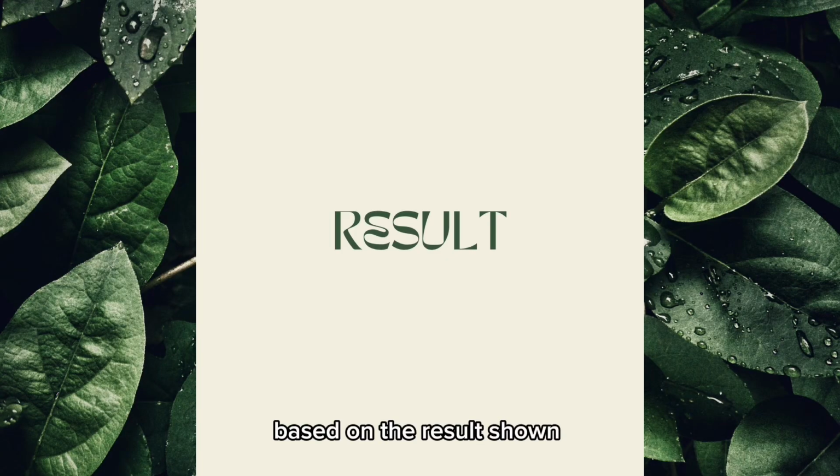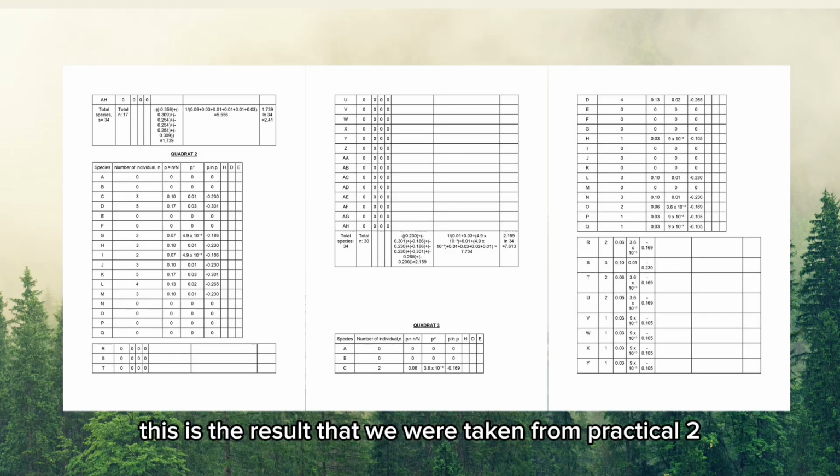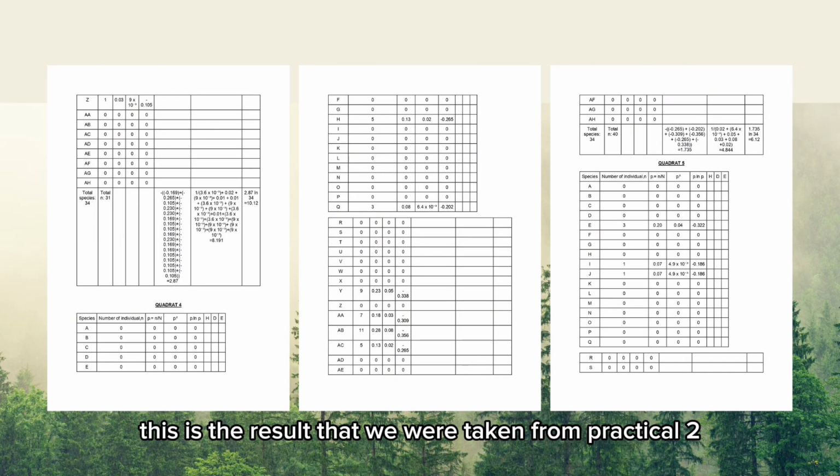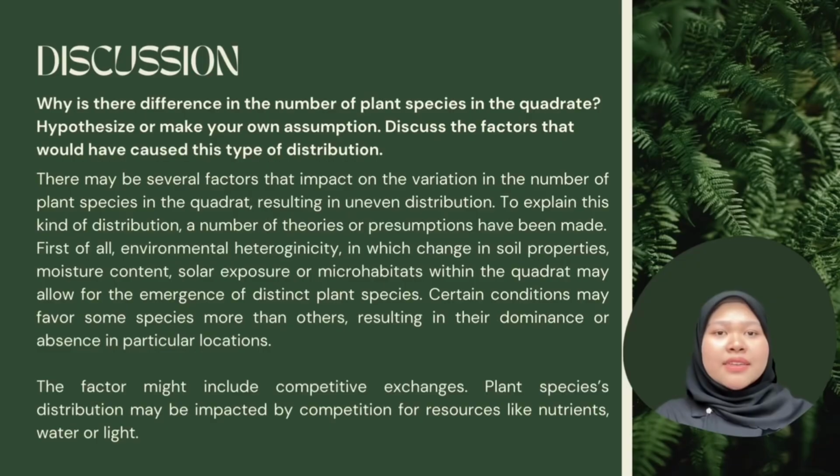Based on the results shown, this is the result that we obtained from practical 2. What is the difference in the number of plant species in the quadrat? Hypothesize or make your own assumption. Discuss the factors that would have caused this type of distribution.